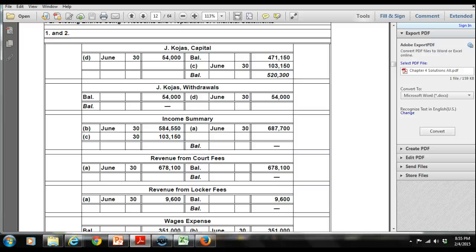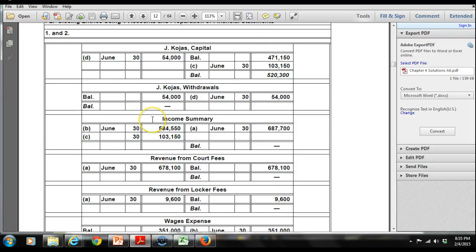We've closed out the revenue. We've done the journal entry to close out the revenue. We've done the journal entry to close out all the expenses. What is the next journal entry we're going to do? We close out the income summary account. So we see in the income summary, we see a credit of $687,700, and we also have a debit of $584,550.